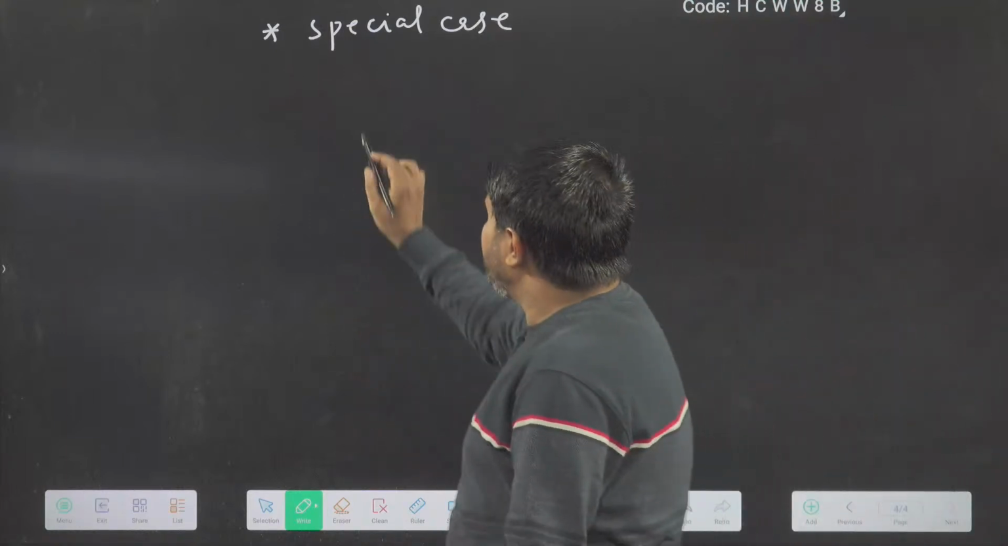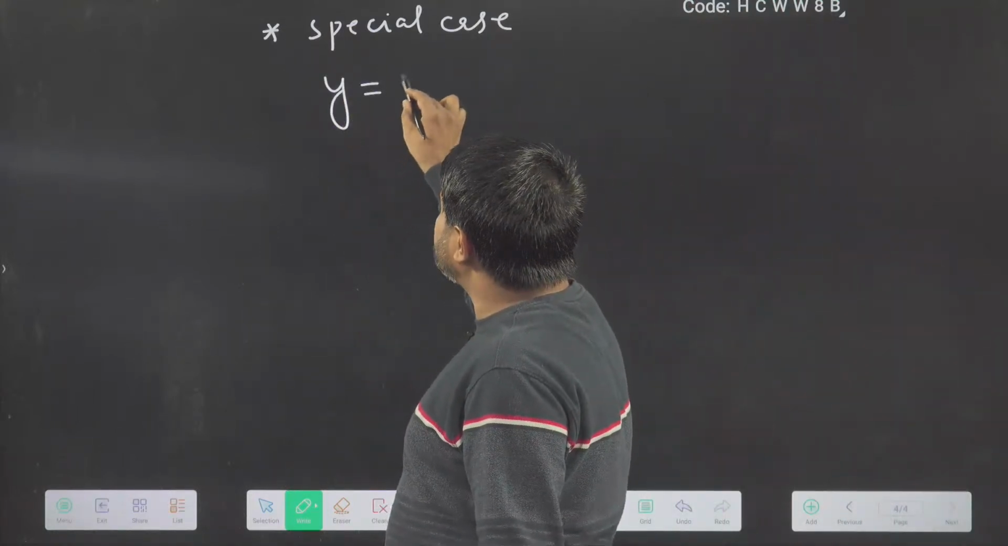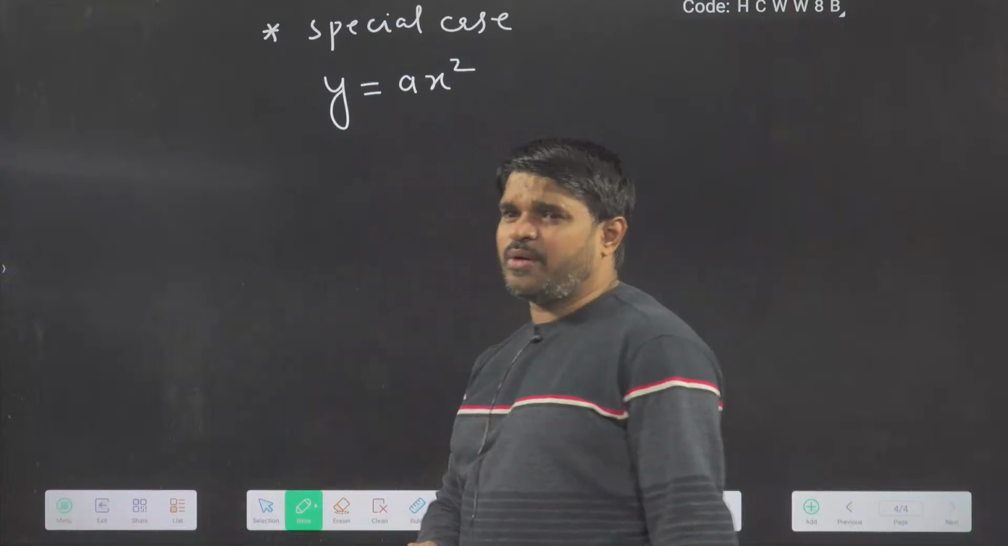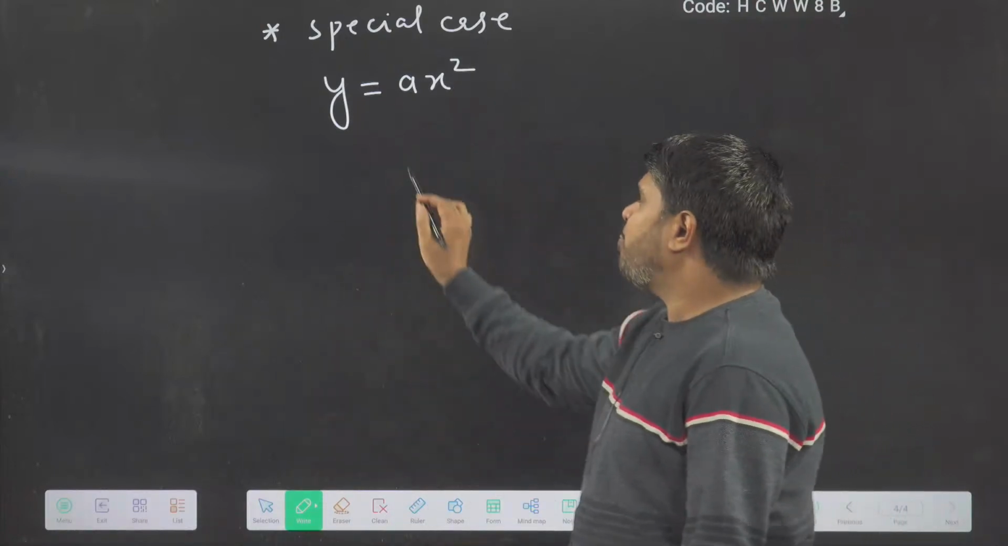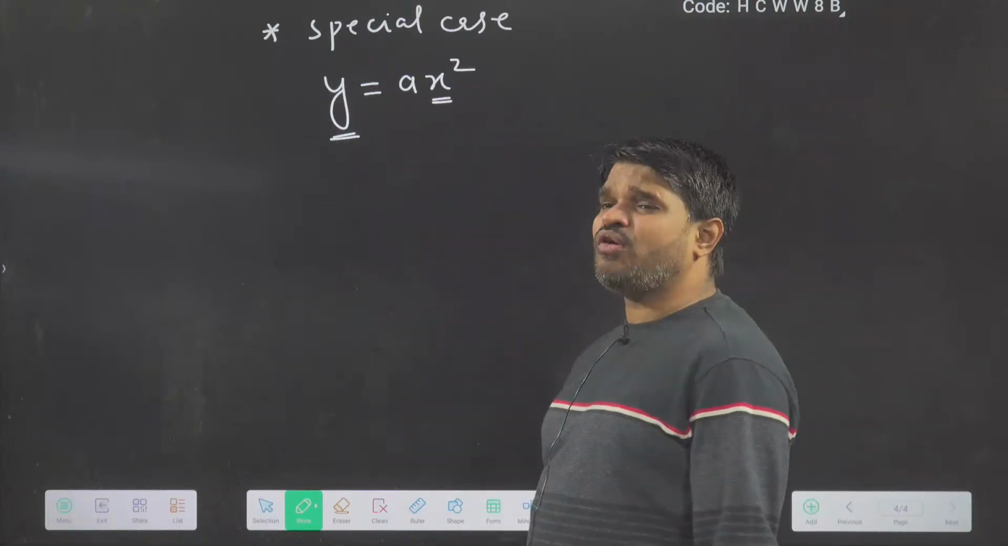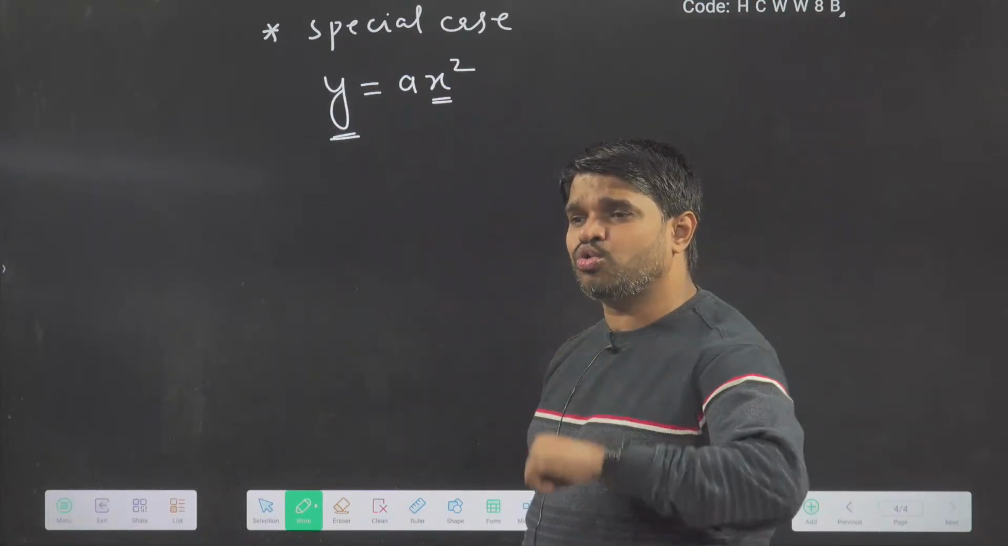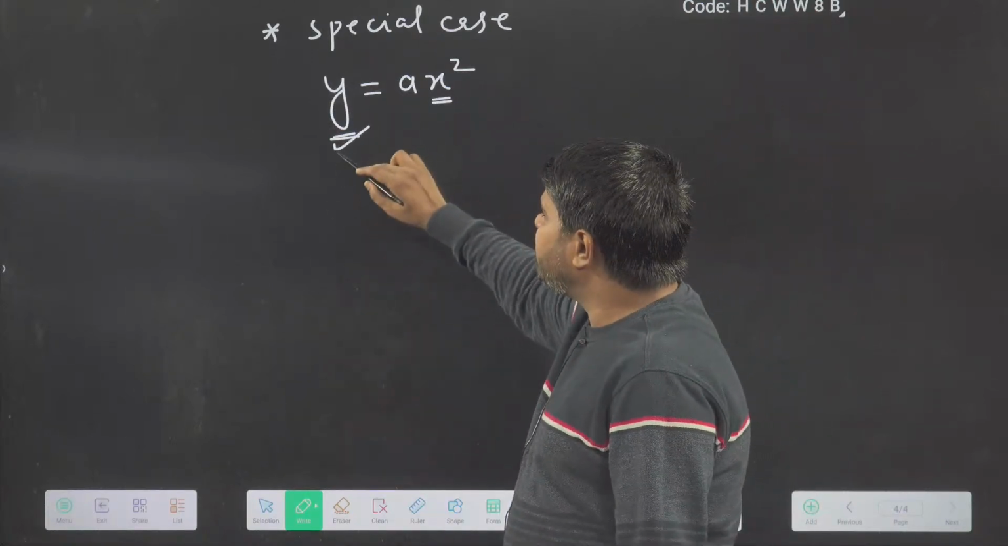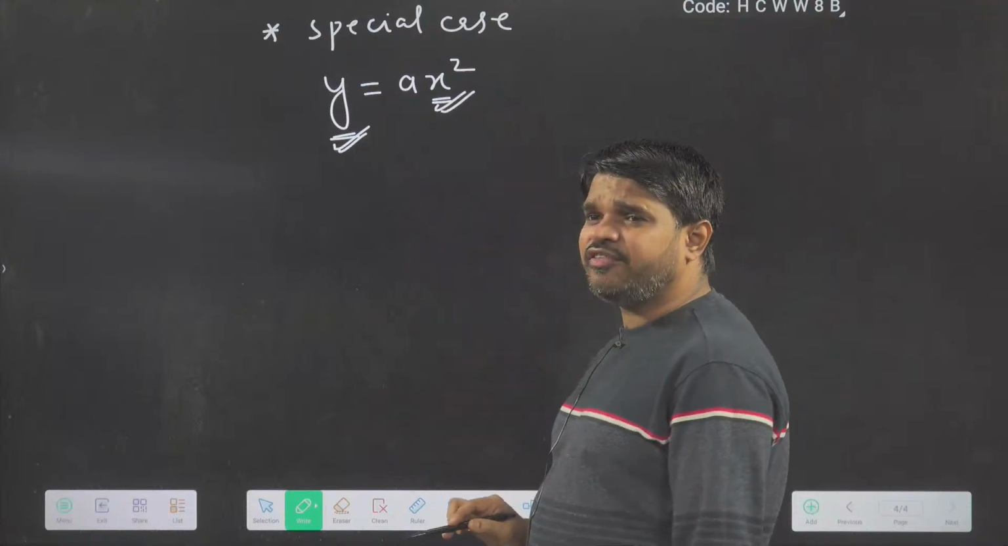Now see, if I write y equals ax square, you can see the power of y is 1 and the highest power of x is again what? 2. The power of y is 1, and the highest power of x is what?